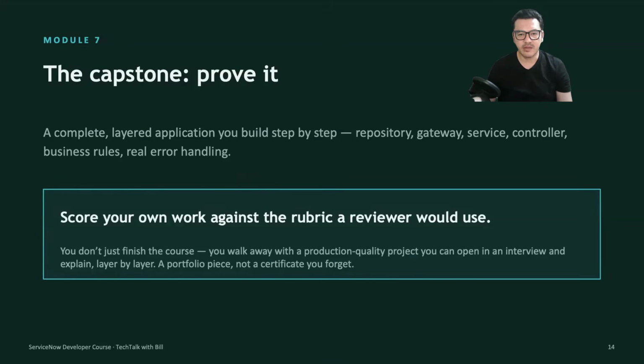Module 7 is a capstone project, a complete layered application you build step by step. A repository layer, a gateway to an external service, a service layer, a controller using business rules, and real error handling. Then you score your own work against a rubric that we have created. And that same rubric is what a reviewer would use.